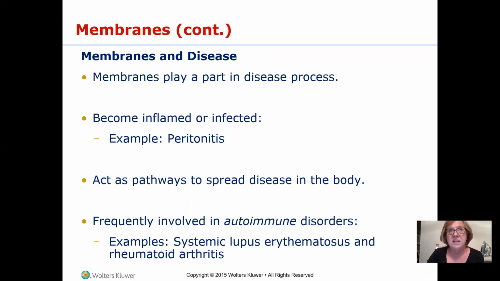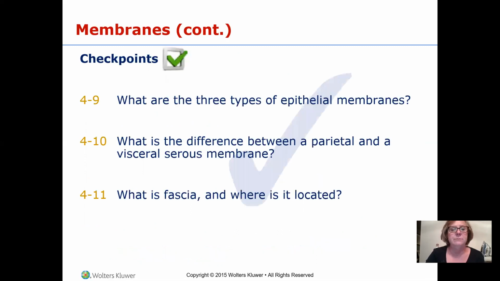And because it is in contact and continuous with the entire body, it is going to spread throughout the body. Some of the autoimmune disorders that are affecting these membranes are systemic lupus and rheumatoid arthritis. So it's a membranous disease.